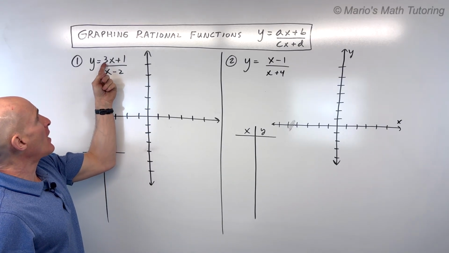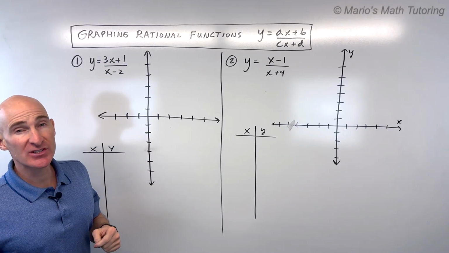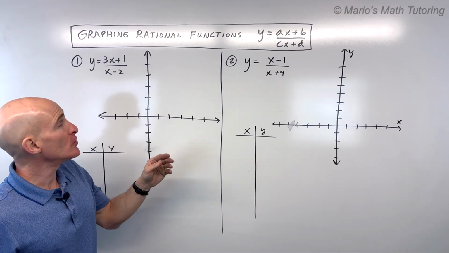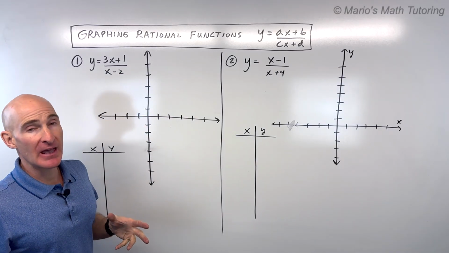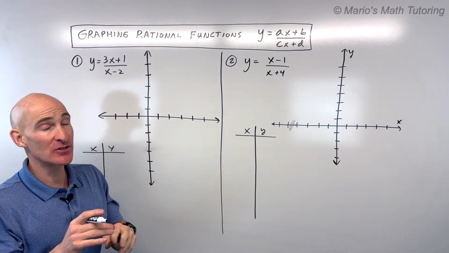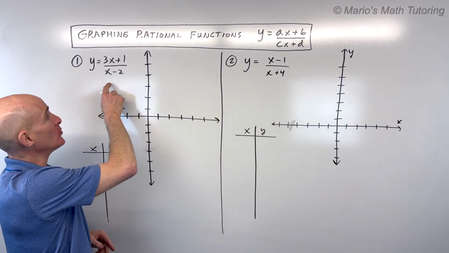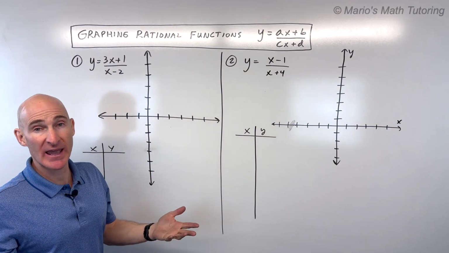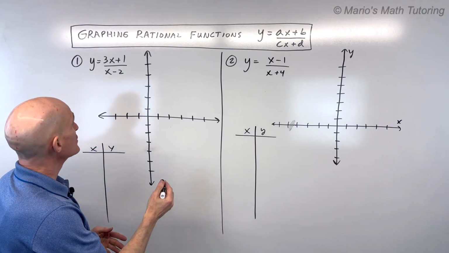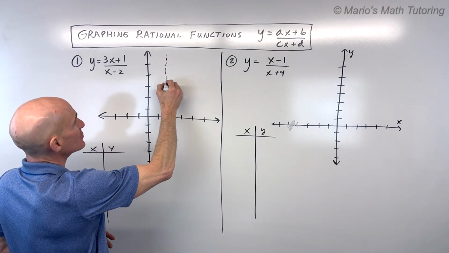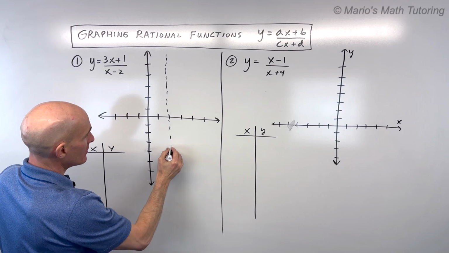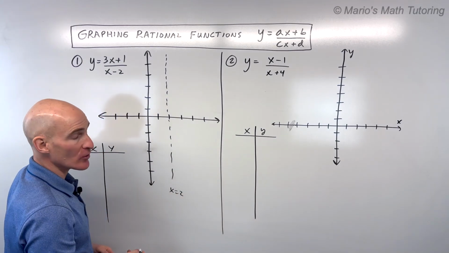If we want to graph y equals 3x plus 1 over x minus 2, the first thing I like to do is look at the denominator and figure out what x cannot be. So by setting this equal to 0, I can see that x cannot equal 2 because 2 minus 2 is 0, and we can't divide by 0, that's undefined. So that tells me that I have a vertical asymptote right here at x equals 2.